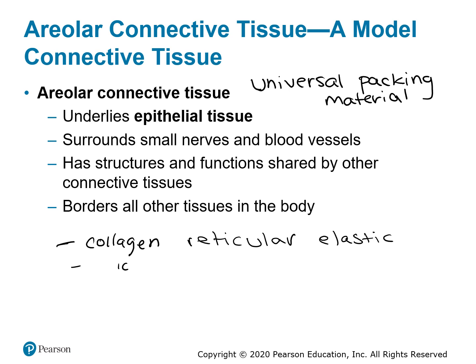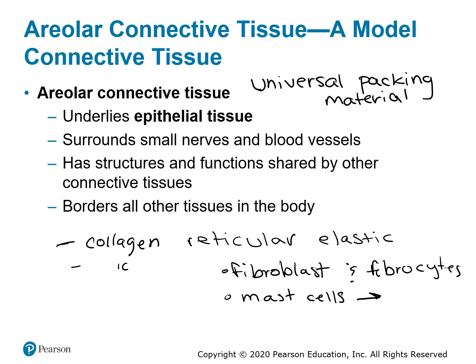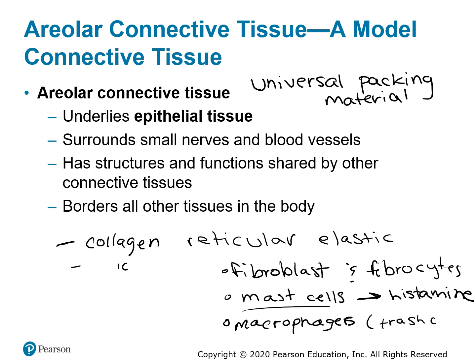You'll also see a whole bunch of different cell types in there. You'll see fibroblasts and fibrocytes. You'll see mast cells. Mast cells release histamine, so they help you with allergic reactions and things of that sort, essentially getting your body to be like, hey, something's wrong. That's mast cells' job. Macrophages get rid of usually toxic things. You can think of those as big old trash cans. And adipocytes. Adipocytes, as we know, are fat cells. Okay?